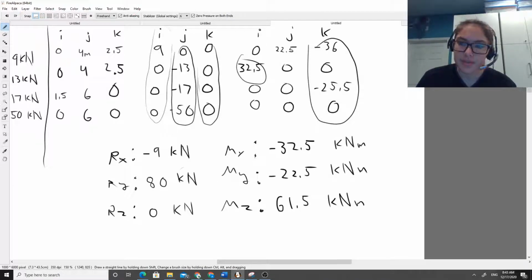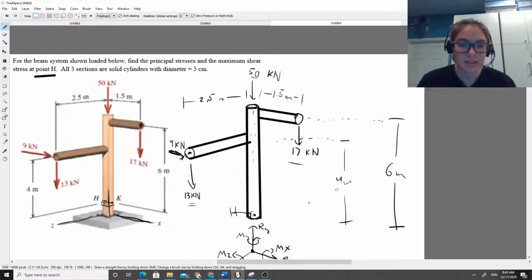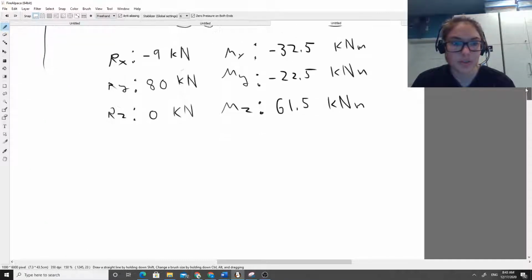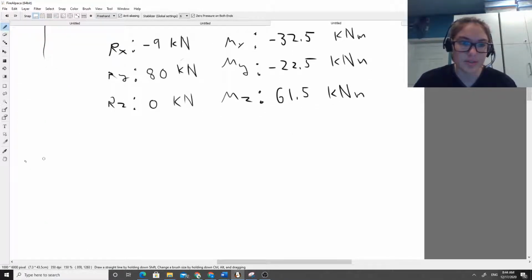Alright, so now that we've solved for the reaction forces and reaction moments at the cut plane, we can now figure out what stresses they put specifically at that point at that cut plane. And to do that, we'll just go through one by one and check out how each reaction force / reaction moment affects the stress at that point. So let's start with Rx.